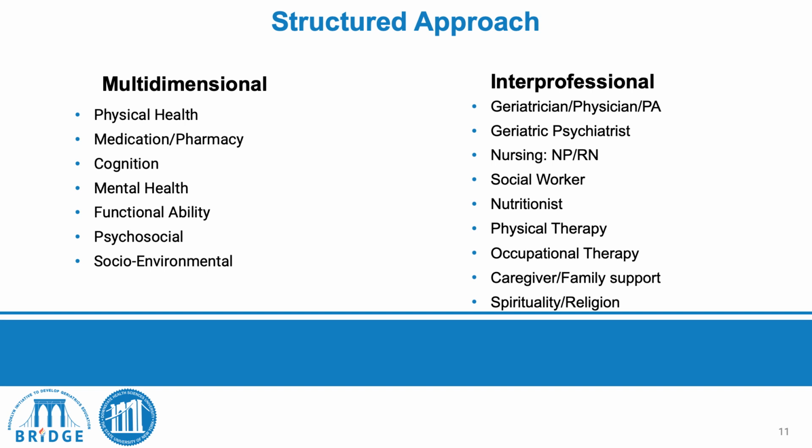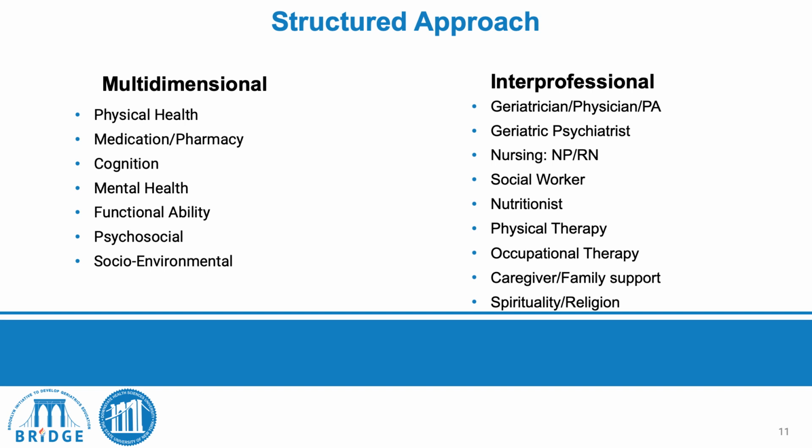A comprehensive geriatric assessment has two major structural approaches. The first is multidimensional, which covers physical health, their medication and pharmacy, one of the 4 M's, their cognition, again one of the 4 M's, which goes with mental health, their functional ability, their psychosocial conditions, and their socio-environmental conditions.